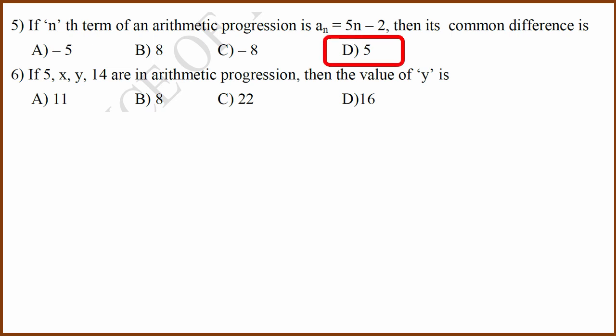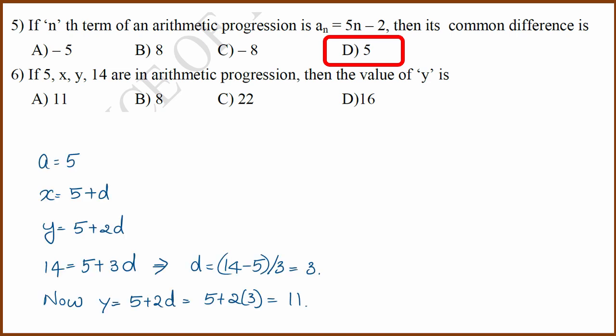The next question is more tricky. So they have given us 5, x, y, 14 are in AP, find the value of y. To solve this, let's just write down all the terms. So the first term is 5. The second term is a plus d, so that is x. In this case, it's 5 plus d because a is 5. The third term y is a plus 2d, which in this case, a is 5, so it will be 5 plus 2d. And the fourth term is given as 14, which means 5 plus 3d is 14.